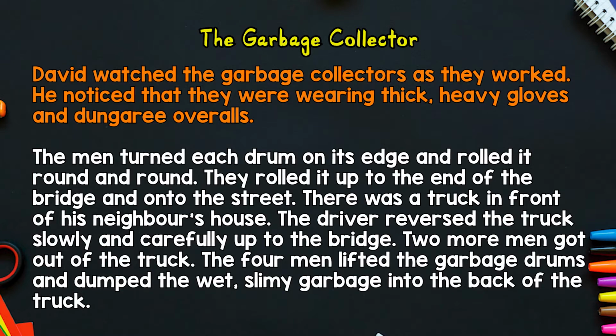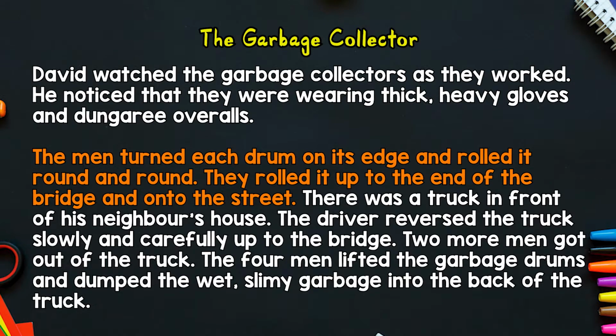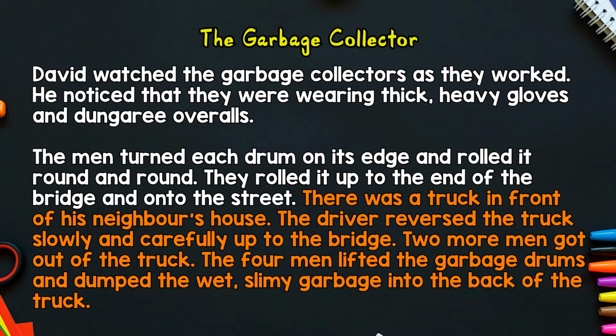David watched the garbage collectors as they worked. He noticed that they were wearing thick, heavy gloves and dungaree overalls. The men turned each drum on its edge and rolled it round and round, then rolled it up to the end of the bridge and onto the street. There was a truck in front of the neighbor's house. The driver reversed the truck slowly and carefully up to the bridge. Two more men got out of the truck. The four men lifted the garbage drum and dumped the wet, slimy garbage into the back of the truck.